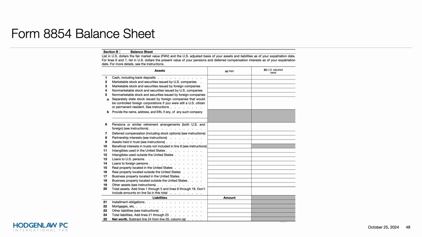And the thing I wanted to point out here is look at lines 2 and 3, 4 and 5. This is where they have you split up your stock and securities into U.S. and foreign, and marketable and non-marketable. And then further on, if you read through the other lines, there's other things that you have to split up in the same way as well: intangibles, loans, real property, business property, etc. So when you're thinking about gathering your information, make sure to ask your client questions that will give you the information that you need to split everything into these categories.